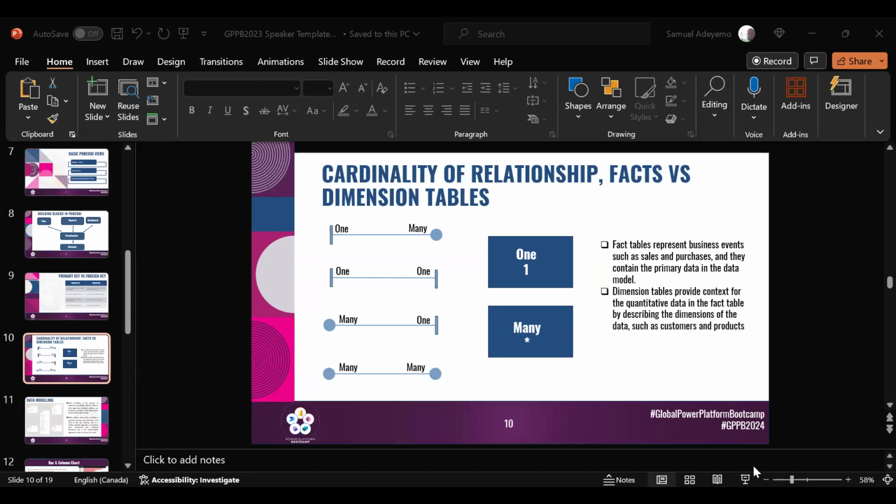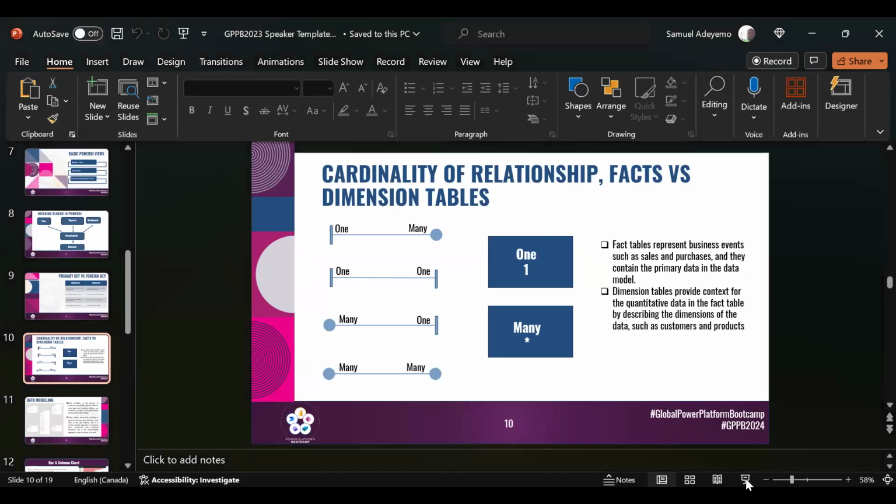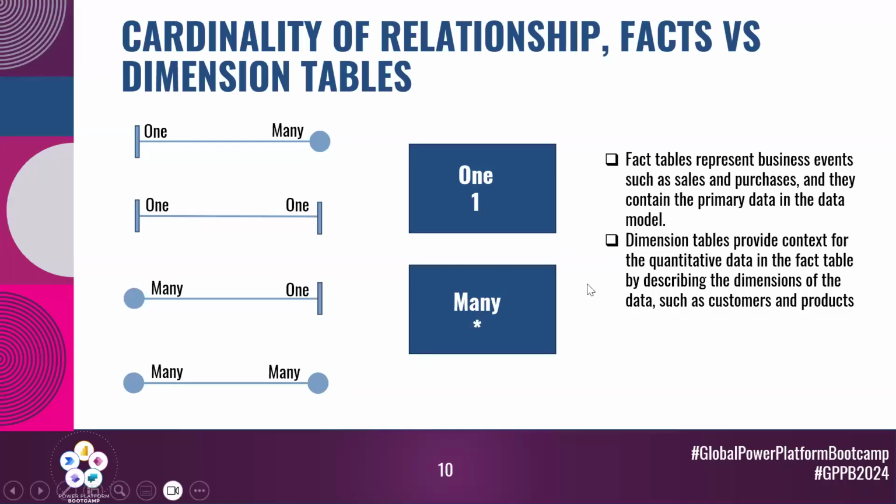Okay, so I was explaining cardinality of relationship to us. Now, let's use the example of your dimension table. Don't forget that a dimension table is a table that has a unique list of all the stuff.